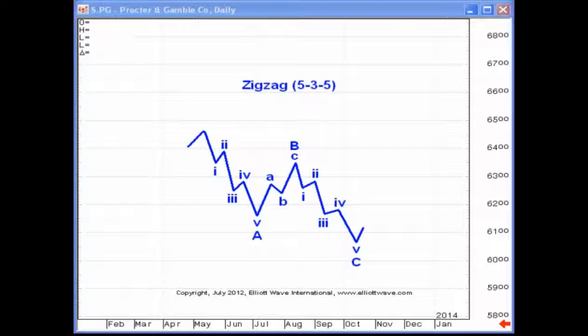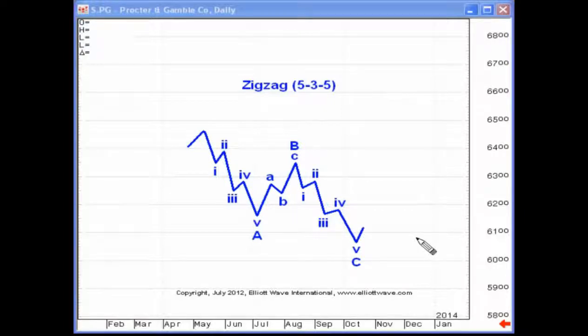Yesterday, we specifically spent time looking at flat corrections and also the expanded flat correction, which is a variation of the flat. Today, we're going to look at zigzags. Now, a zigzag is a three-wave pattern, and it's identified as waves A, B, and C, the substructure of which is a 5-3-5. What that means is that wave A subdivides into 5 waves, 1, 2, 3, 4, 5. Wave B subdivides into 3 waves, A, B, and C, and then we have another 5-wave move in wave C.